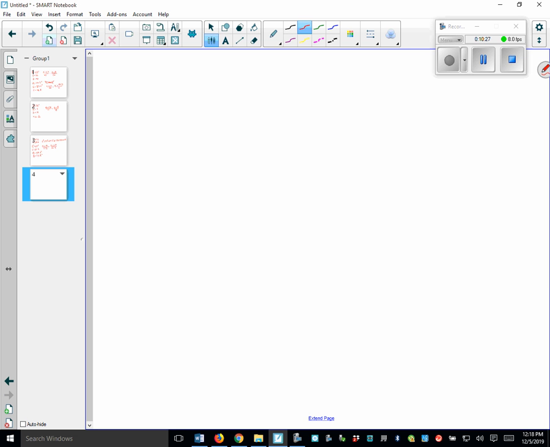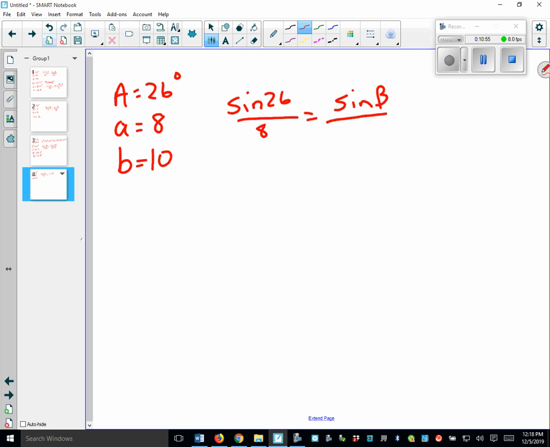So, A is 26 degrees, A is 8, and B is 10. Do the law of sines. What do I have? Sine 26 over 8 equals sine bigger B over 10. Okay, my bad.